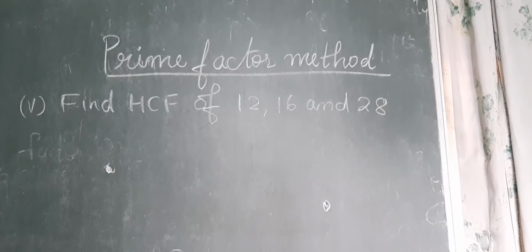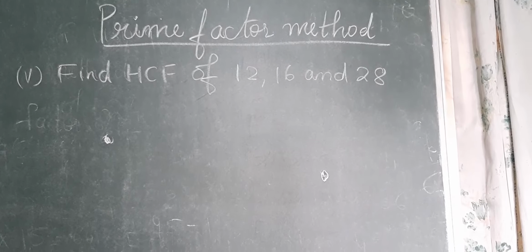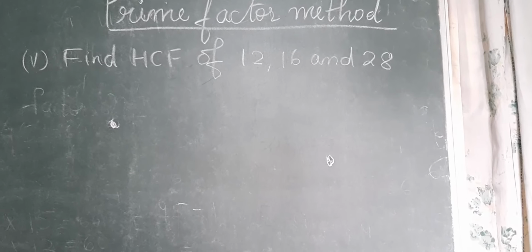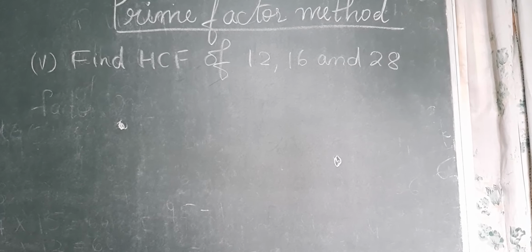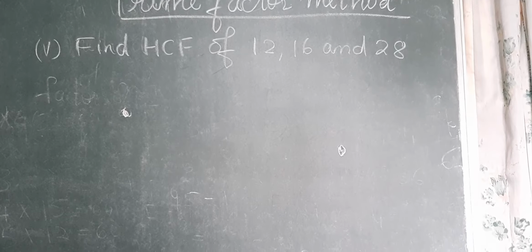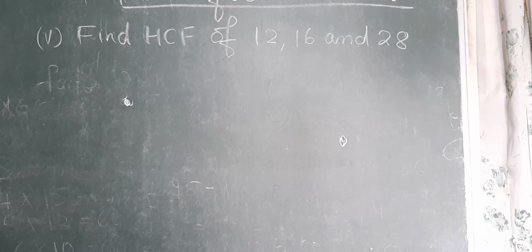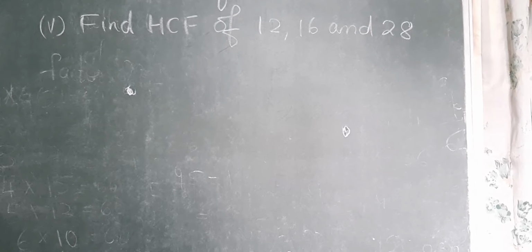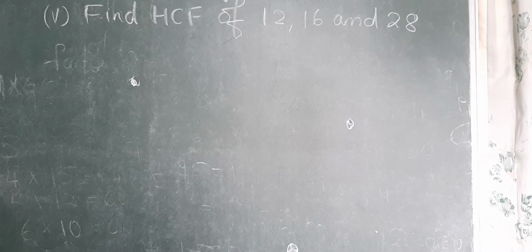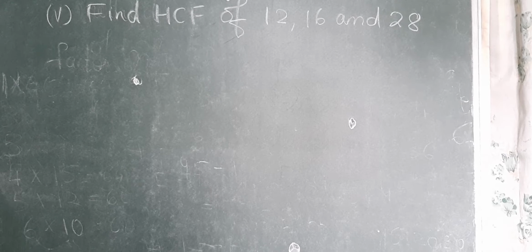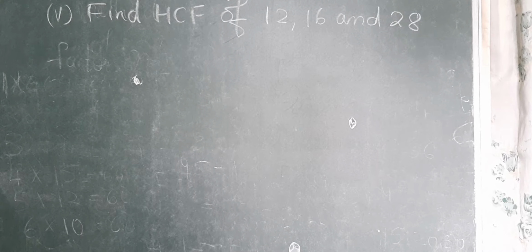So children, I am going to discuss with you another method that is called the prime factor method of finding HCF. So let us try what is the prime factor method. There is a question given in 8B question 2, find HCF of 12, 16 and 28. I'll show you how to find the HCF of 12, 16 and 28 by using the prime factor method. So first step to do this prime factorization is we have to split these numbers into the prime factors.